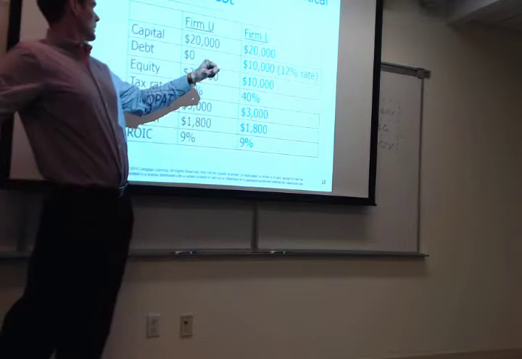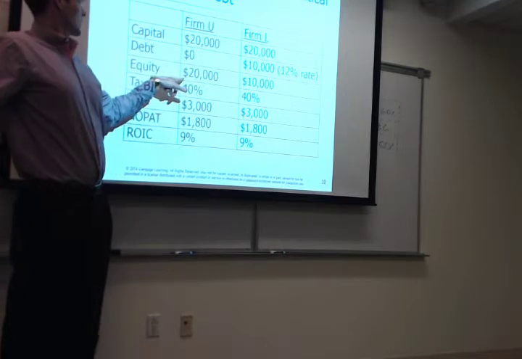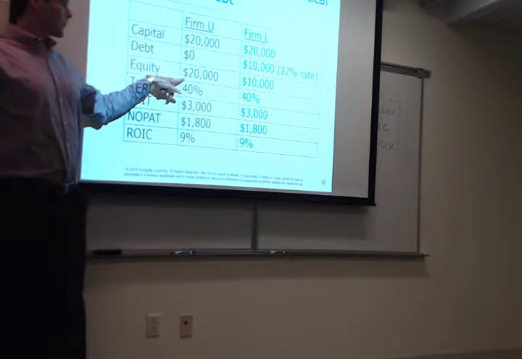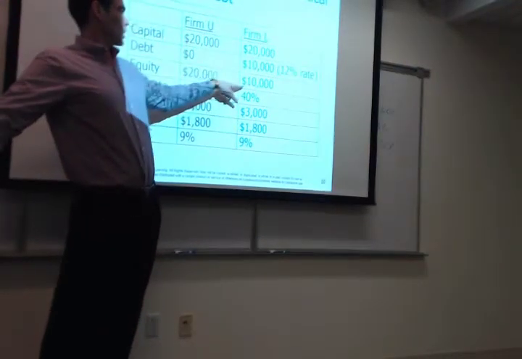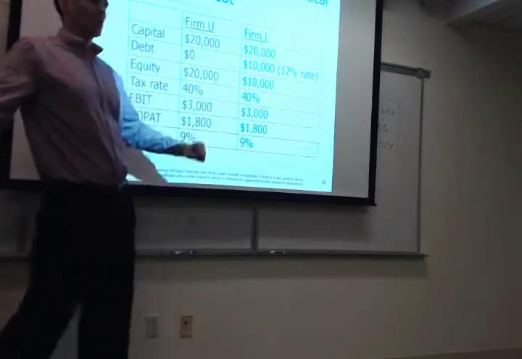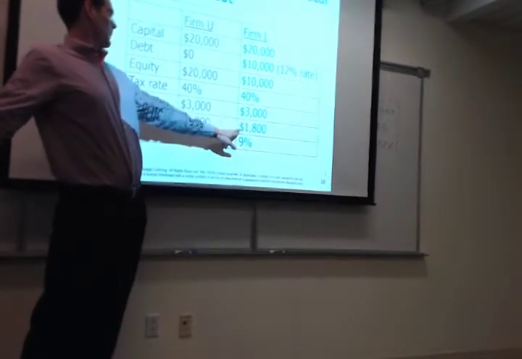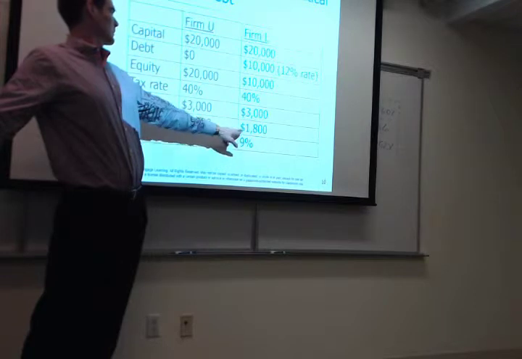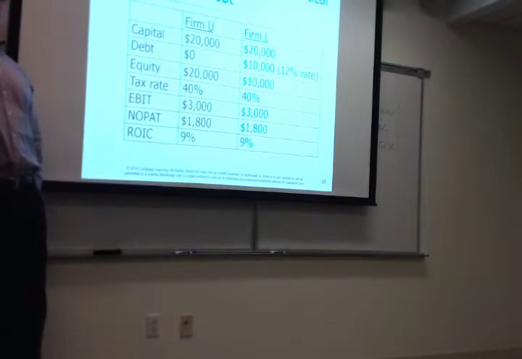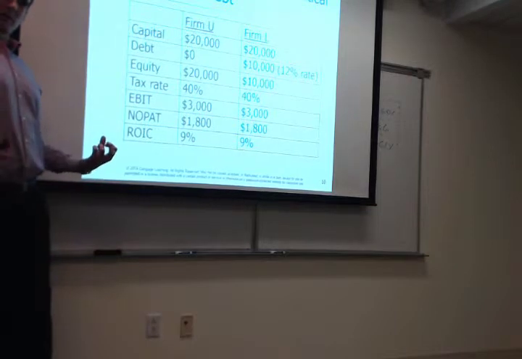Note that firm L has $10,000 of equity versus firm U has $20,000 of equity. So what do we think is going to happen to the return on equity for firm L just based on having a smaller amount of equity? So we have the same profit, the same NOPAT of $1,800, but instead of $20,000 in equity, we only have $10,000 in equity. So the return on equity is going to be higher, lower, the same?